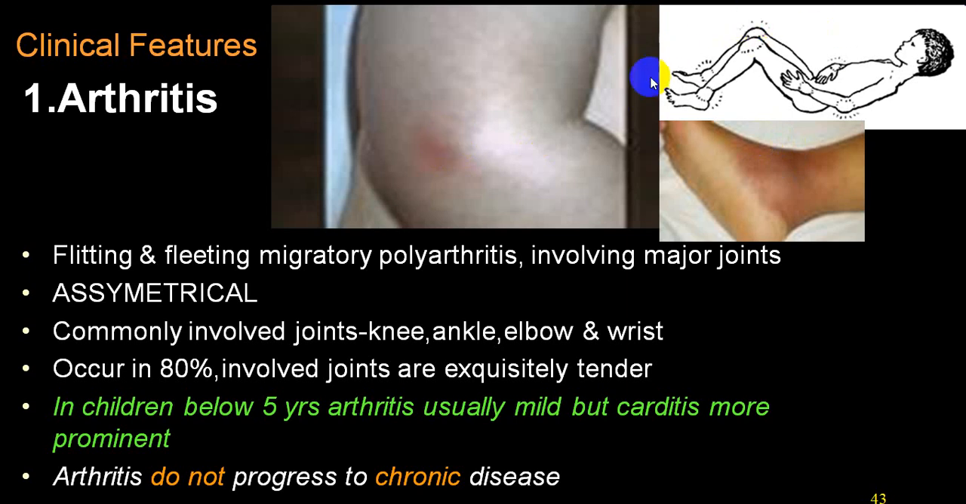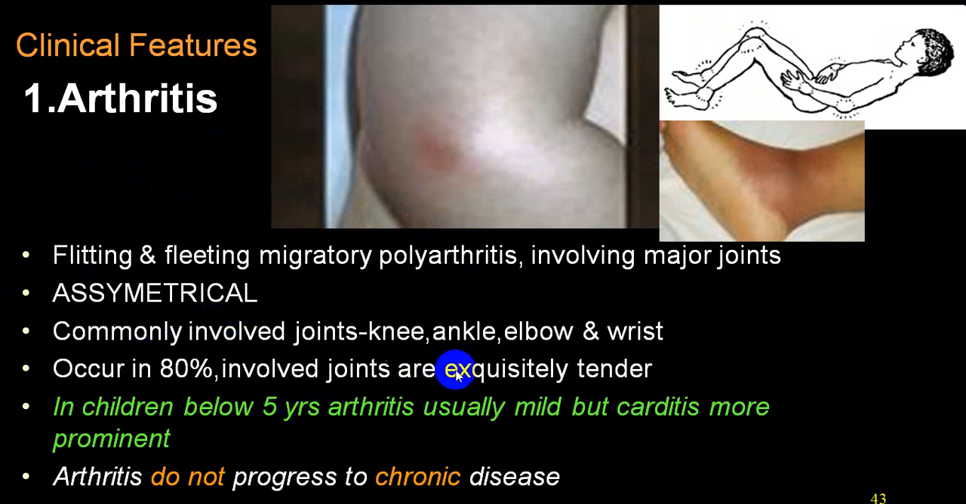Second joints will now get more and more inflamed. By the time it starts subsiding, there will be third joint involvement. Most commonly it is the big joints which are involved, like ankle, knee, wrist, elbow. These are the most common joints being involved. It is asymmetrical. It is fleeting, jumping from one joint to another joint. That's why it is called fleeting migratory polyarthritis.